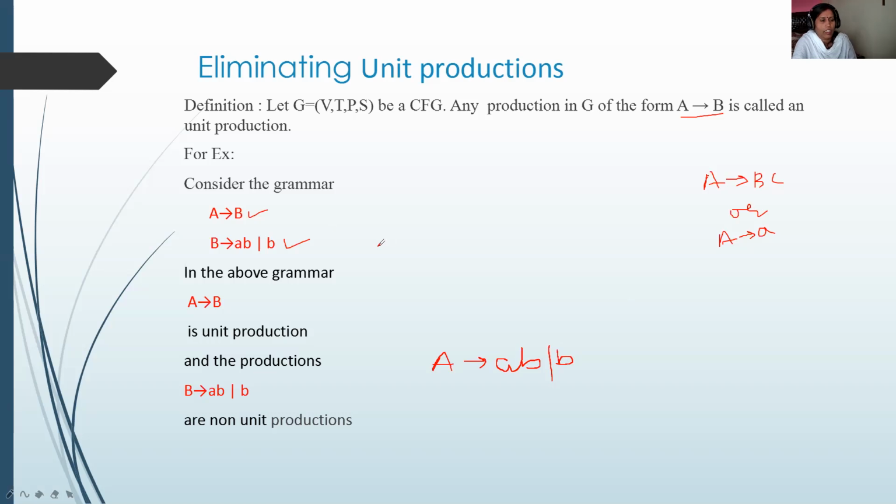See, at the end, to generate a string there should be only terminals, but here it is a variable. At the end we are going to replace it by either AB or b. That's why we have to replace the unit production by non-unit productions, so that there are no unit productions in a given grammar. This is how we are going to eliminate the unit productions from a given grammar.